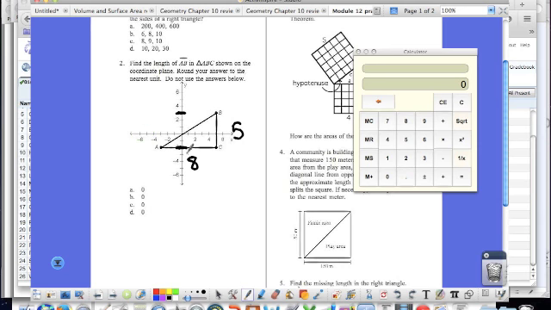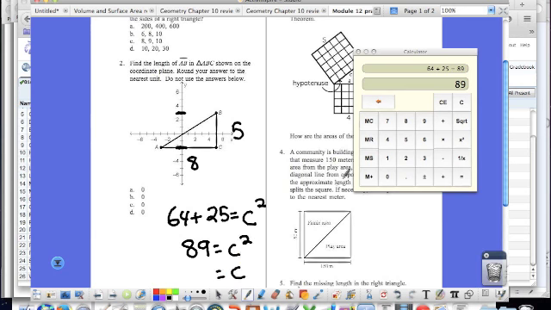So now, 8 squared plus 5 squared equals c squared. Using a calculator, 64 plus 25 is 89, equals c squared. So now what do I do to find c? Square root, not divided by 2. The square root on your calculators is a little button that looks like that with the X. So the square root of 89 rounds to 9.4, and that is the answer.